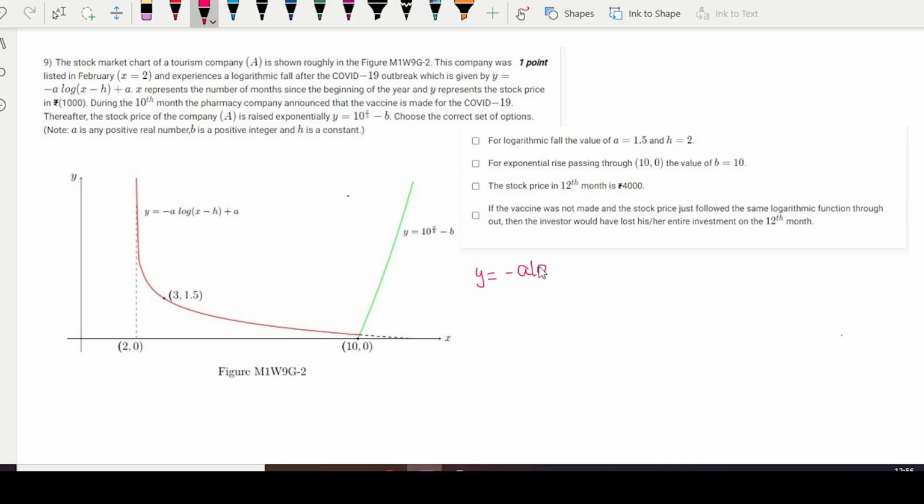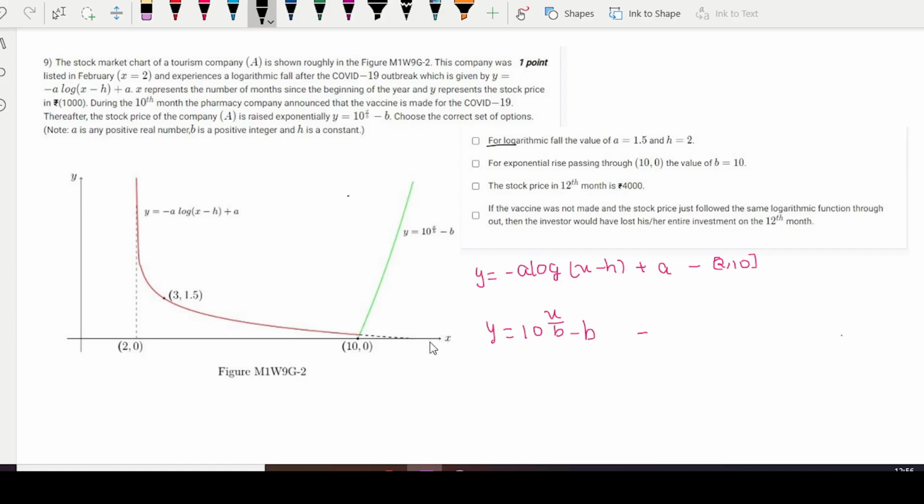minus a log x minus h plus a, and y is equal to 10 to the power x divided by b minus b. So it is for 2 to 10, meaning February to October, and this is for October onwards. So it is asking which options are correct.